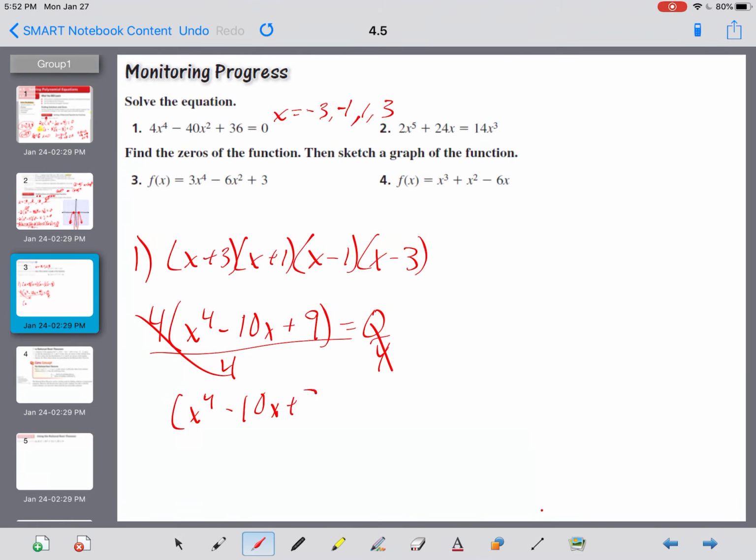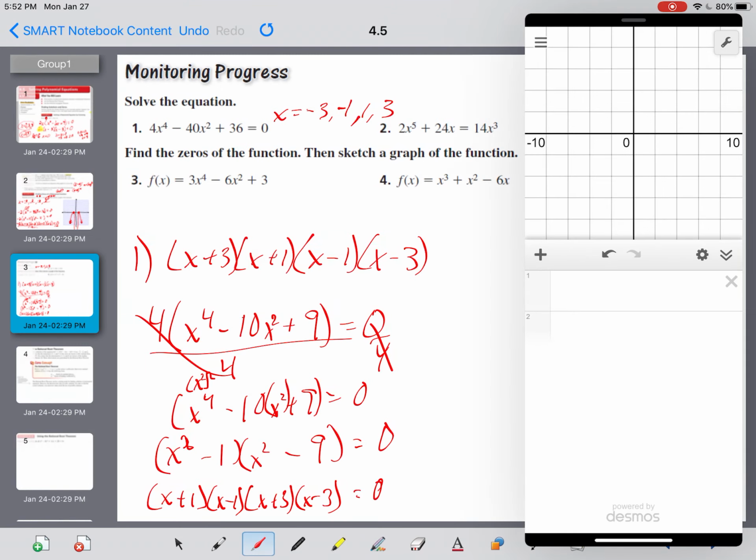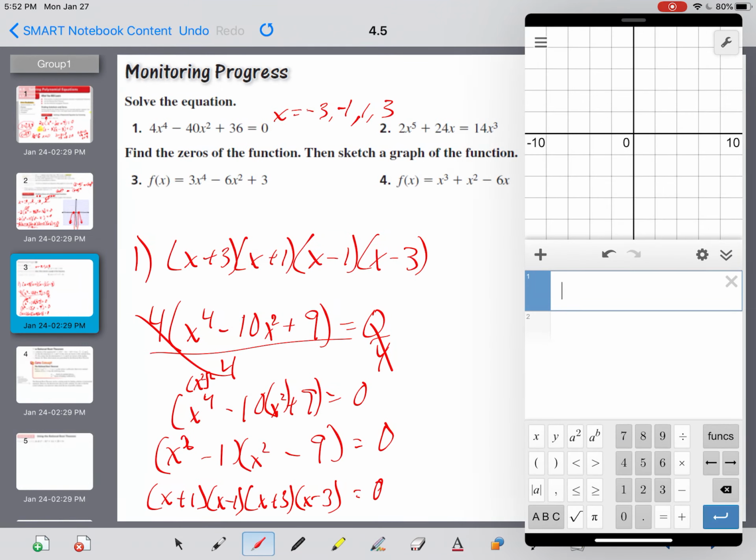How did I know it's an x squared? Well, that is a single, so that means x squared squared is my squared term. And factors of 9 that add to 10 are 1 and 9, and they're both negative. And there's our difference of squares, so it's (x + 1)(x - 1) and (x + 3)(x - 3). That's the factoring way, and then you get x is -3 and -1 and 1 and 3. But we can graph them and do it so much easier.